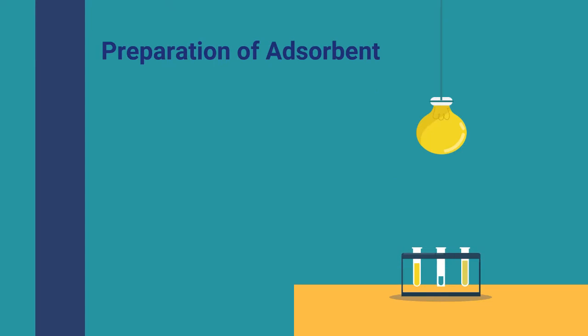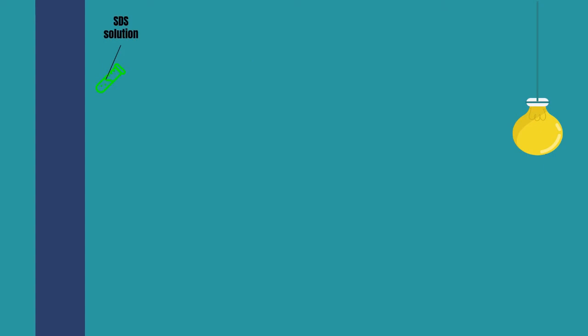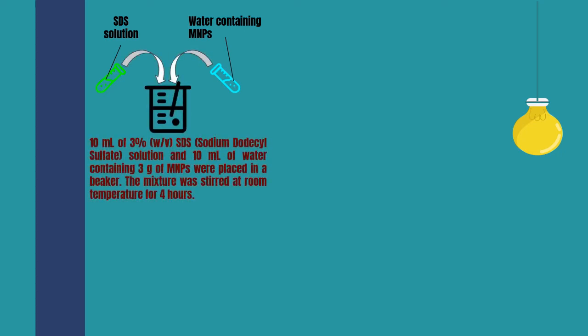The second major step in preparing the adsorbent is the preparation of MBT/SDS magnetite nanoparticles. 10 ml of 3% weight/volume sodium dodecyl sulfate (SDS) solution and 10 ml of water containing 3 grams of MNPs were placed in the beaker. The mixture was stirred at room temperature for 4 hours.